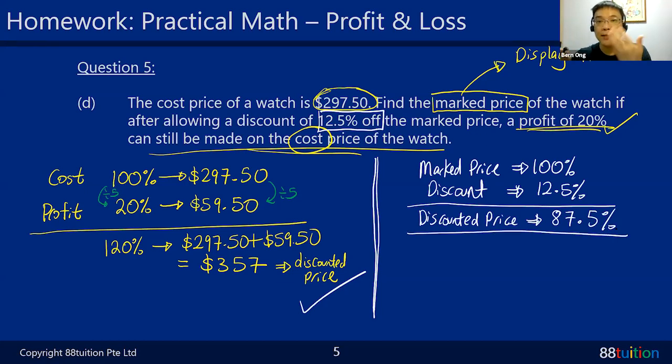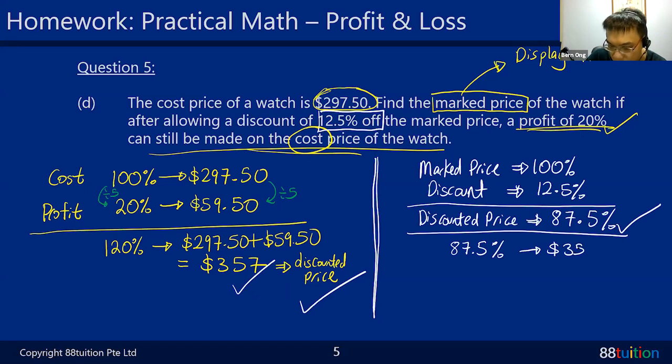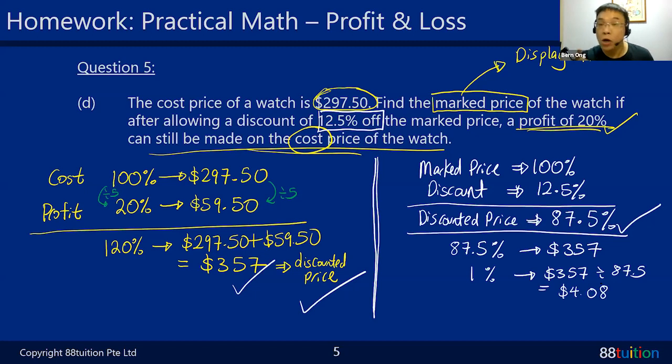Discounted price compared with discounted price means these two are the same thing. So 87.5%, that's your discounted price, is the same as 357, which is the discounted price in dollars. One is in percentage, one is in dollar format. Go and find 1%. 1% will be 357 divided by 87.5, which gives you $4.08.